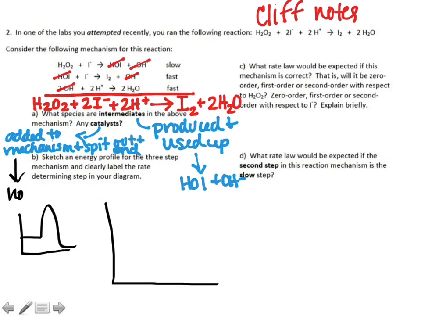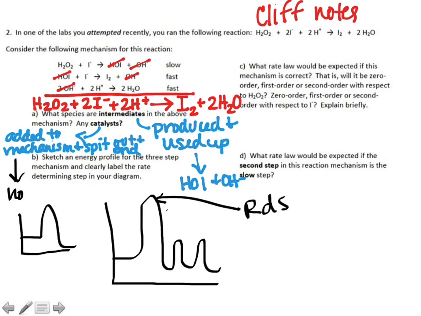So if we are talking about humps, we have slow, fast, fast. Who's going to have the biggest hump? Who needs the most energy to get going? The slow or fast? Slow. So this would be something like that. All right. The rate determining step, I'm going to say RDS. Rate determining step is going to be the one that takes the most energy. It's the slowest one.